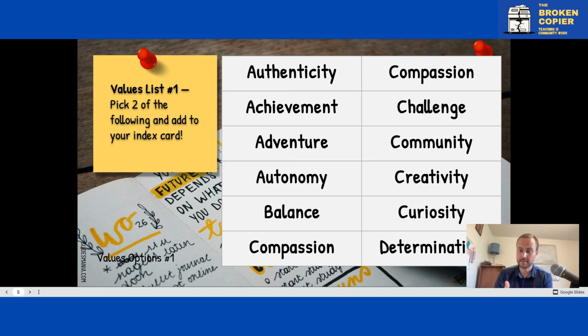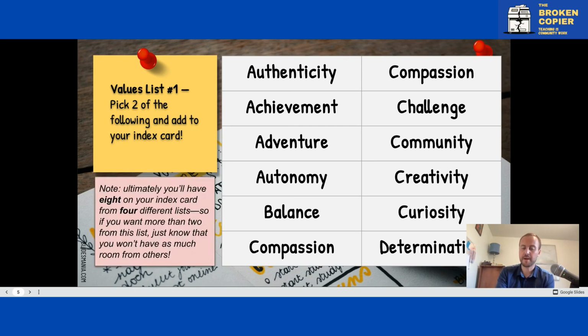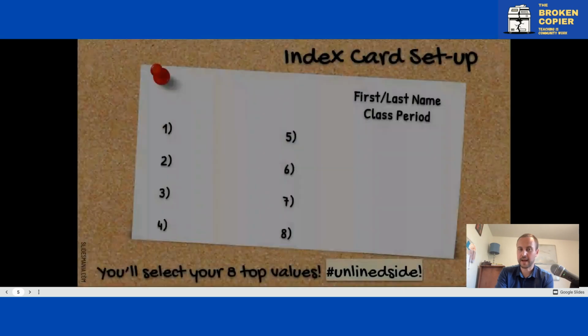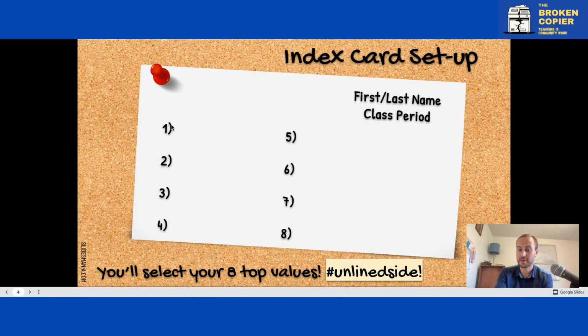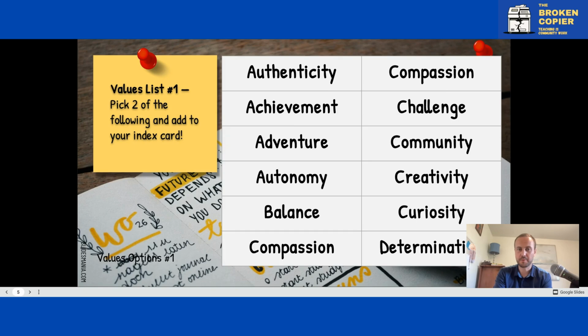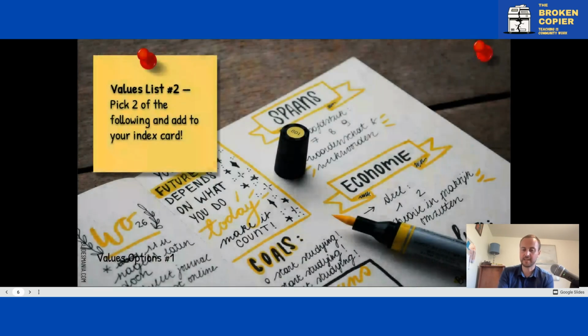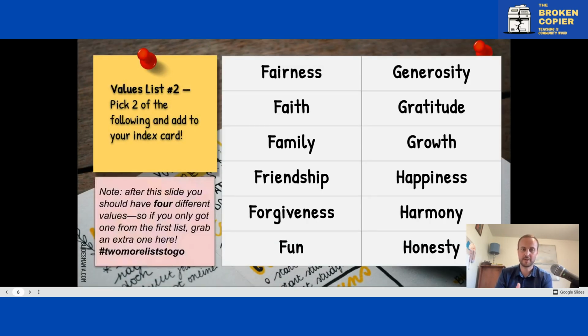I read through the list, define a few of the words for them, and then they write down 2 of them. I double check real quickly that everyone on their index card has 2 words written down for 1 and 2. And then we move into the second list, again proceeding alphabetically. And I tell students if there's a word that's not on this list that they want to use, by all means. It's not my job to draw any confinements around what their values are or should be.